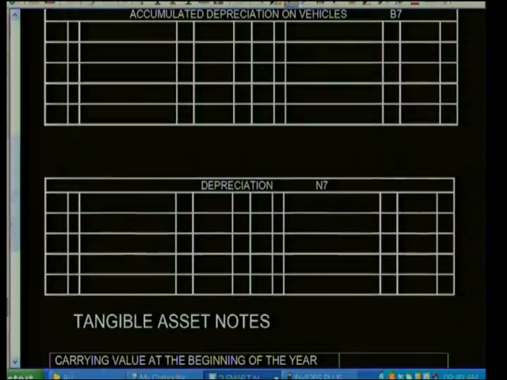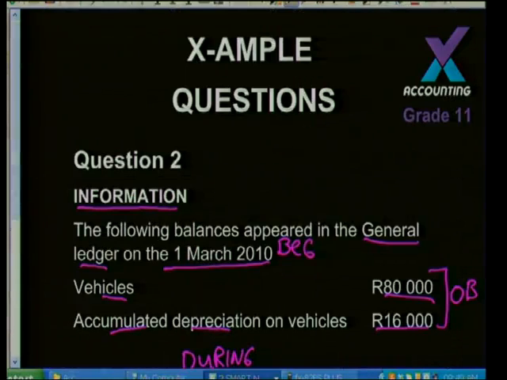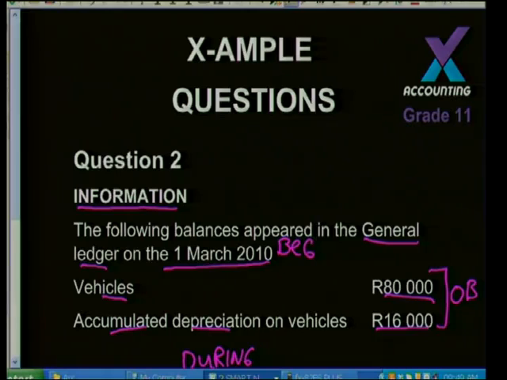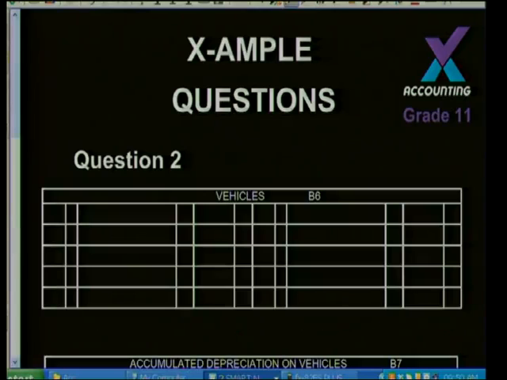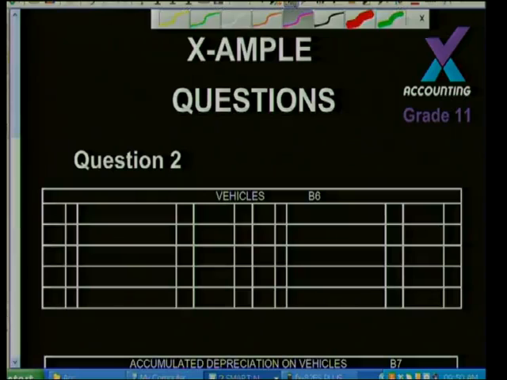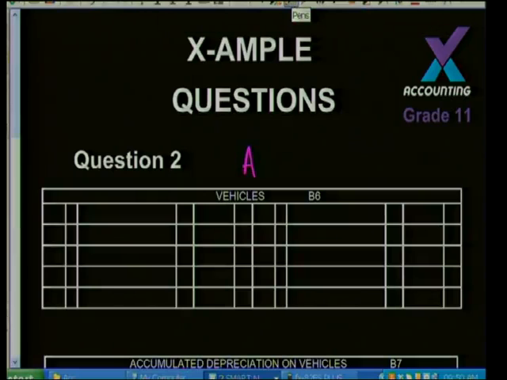We're going to start with opening balances. So let's go to the information that was given to me right at the beginning of the exercise itself. The following balances appeared in the general ledger on the 1st of March 2010. So let's bring down these opening balances. Let's start with vehicles. Vehicles has an opening balance of 80,000. So let's take that through to our ledger account. So vehicles, I'm going to remind myself it is an asset.